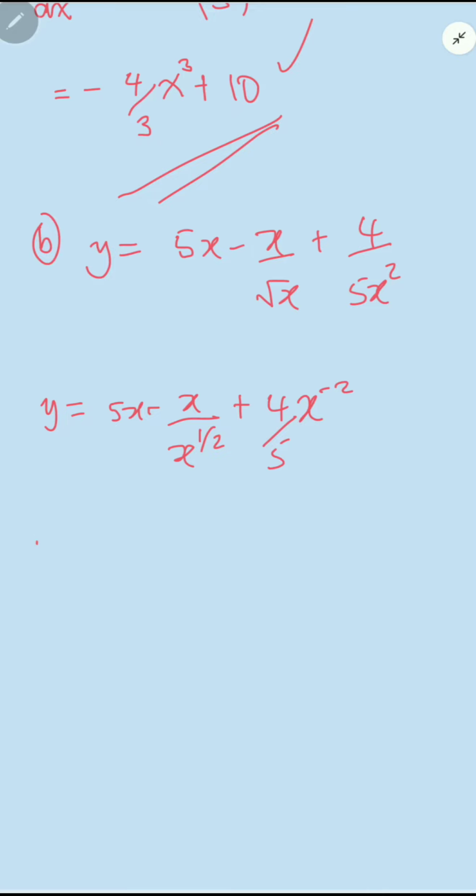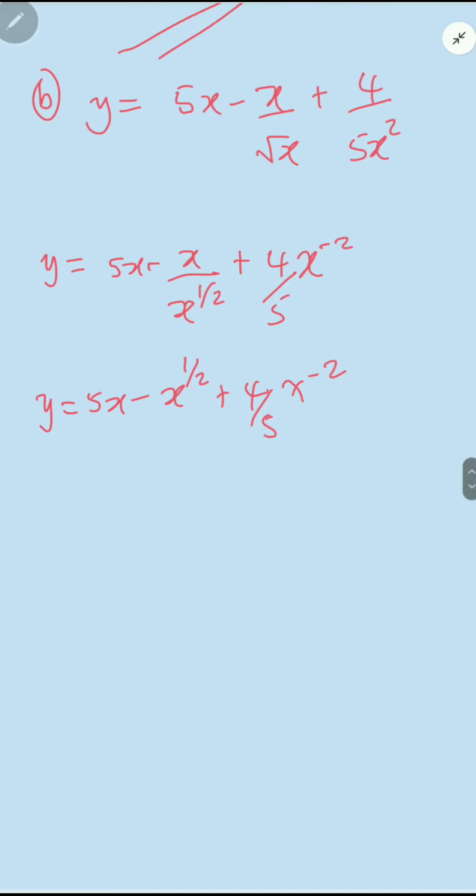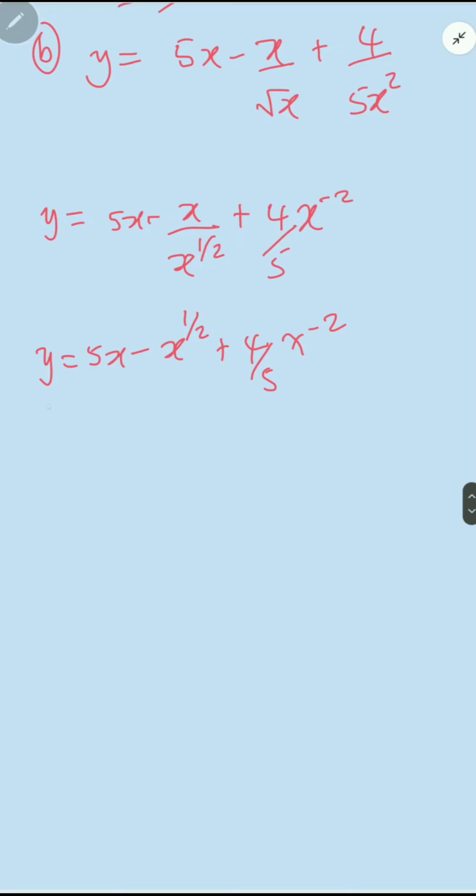Further simplifying this, we get y equal to 5x. Now this one here can be evaluated. Since we have the same base, we can subtract the exponents. Here we have an exponent of 1, so 1 minus half will give us half. So we have 5x minus x to the power half plus 4 over 5 x to the power negative 2, like that. Okay, now this is what we can use to find our dy dx.